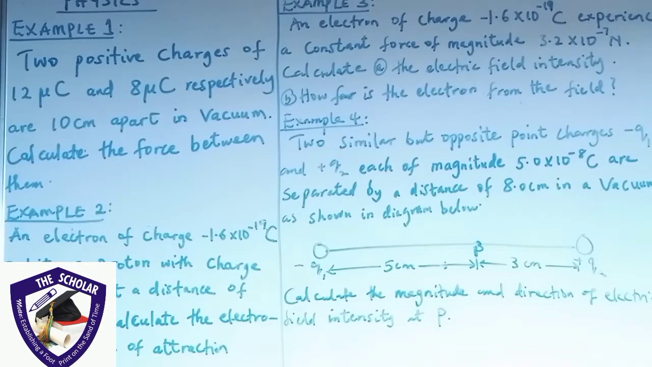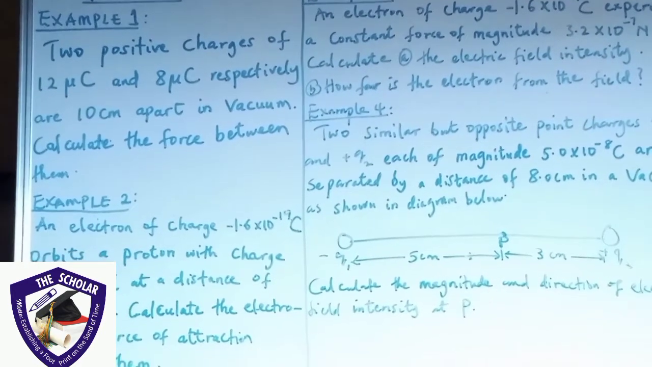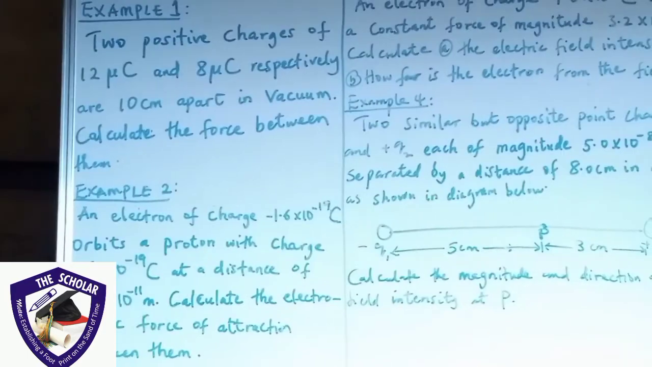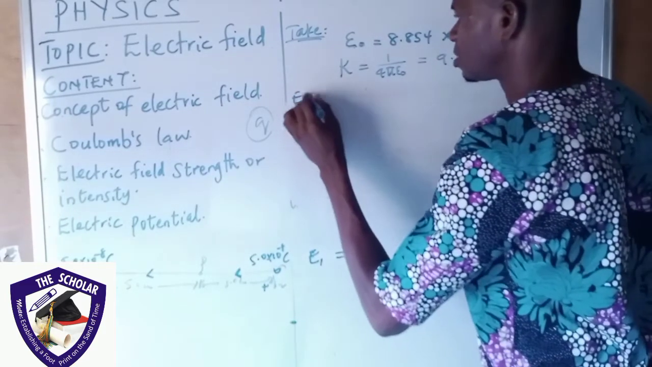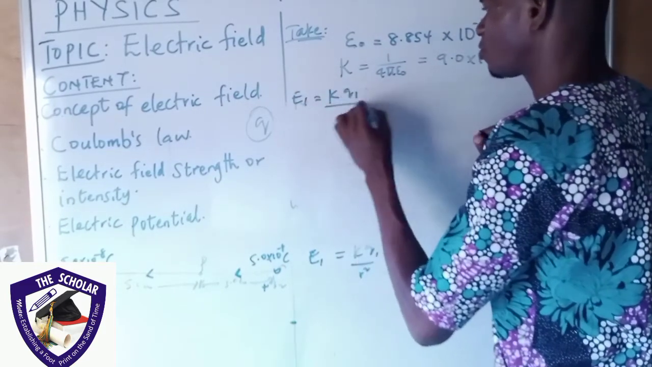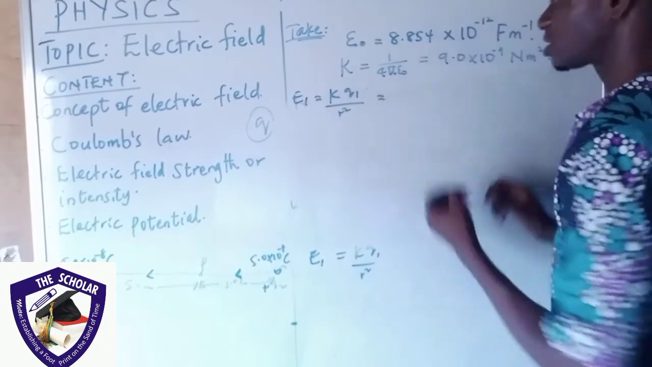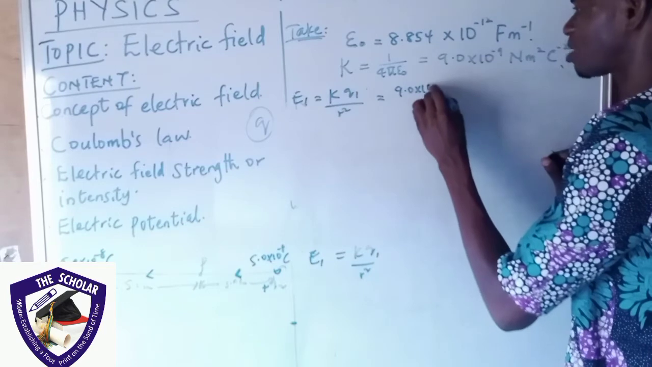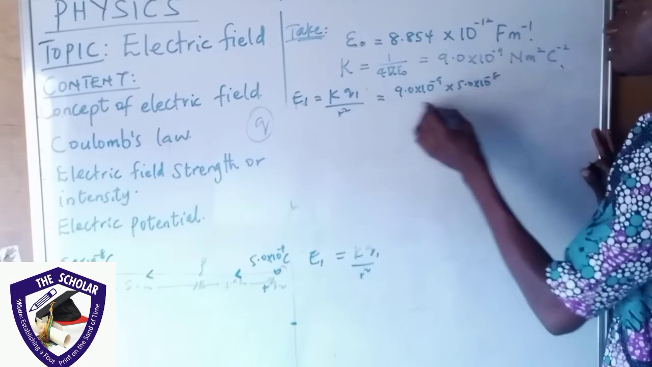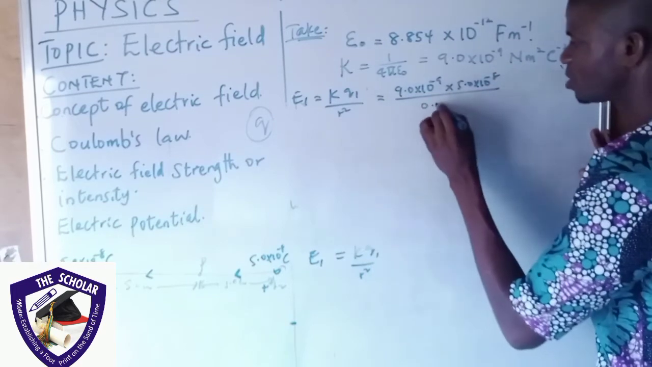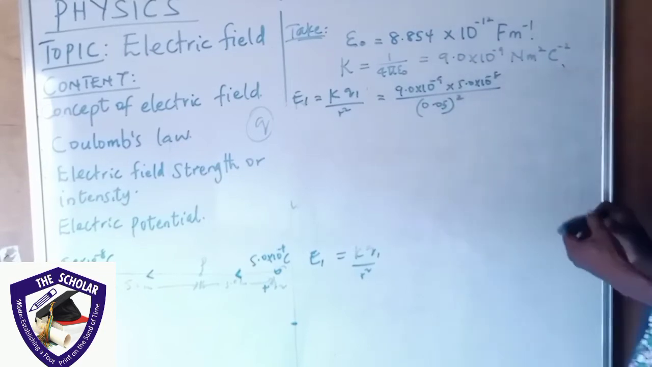So following that concept here, our E1, that is for charge Q1, is going to be kQ1 over r squared. And our r is the distance, 5 centimeters, which is 0.05 meters. So my E1 is equal to kQ1 over r squared. That translates to 9.0 times 10 to the power 9, our Q1 is 5.0 times 10 to the power minus 8, divided by the distance 0.05, converting that centimeter to meter.